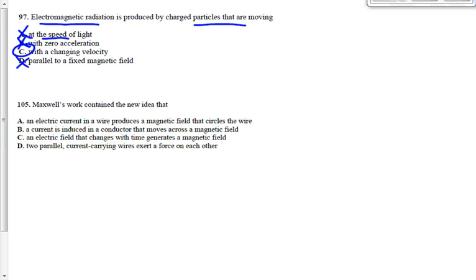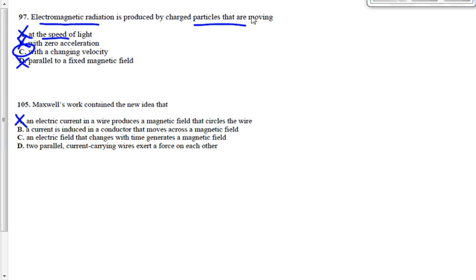Get rid of one word, but not that one. Change Maxwell to Oersted. Oersted's work contained the new idea that an electric current in a wire produces a magnetic field that circles the wire, right? So A is not the right answer for Maxwell. It is for Oersted, but not for Maxwell.